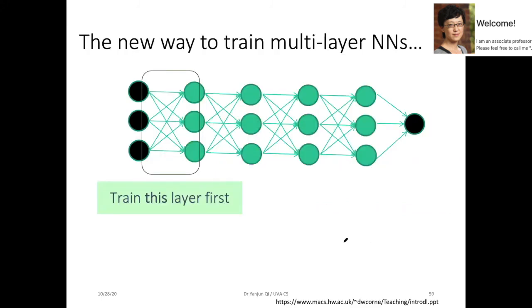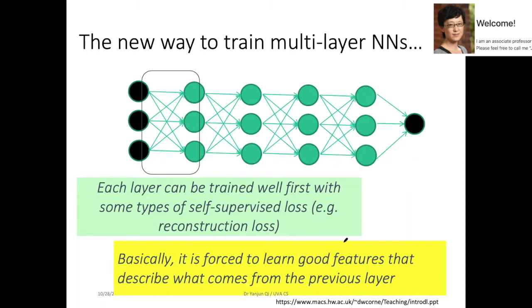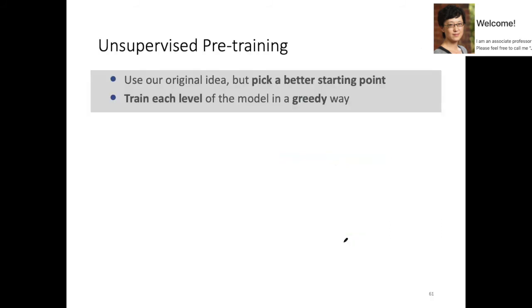All right, so now let's talk about this layer-wise training. You train the first layer, then the second layer, then the third layer, and every layer is guaranteed a good training first before you train the next layer. Basically, this layer-by-layer training forces the model to learn good features that describe what comes from the previous layers. And how do you use this?